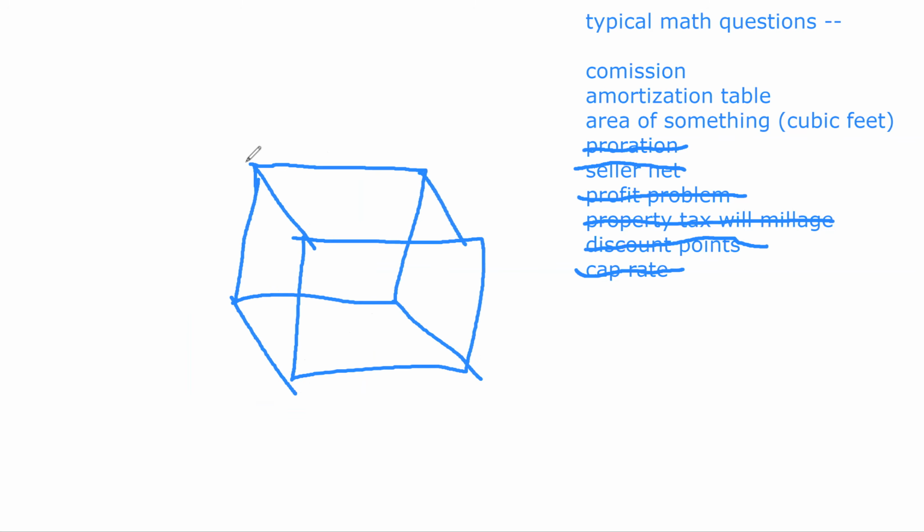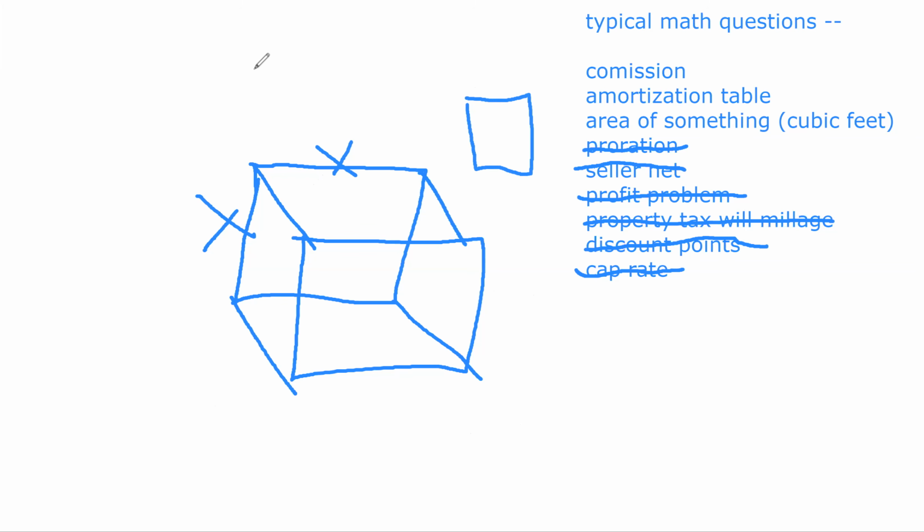So we know that if we multiply one side by another side, we are going to get the area. So we would get the flat dimension of it. But what we also need to know is basically the volume of it. So what it would be is this.